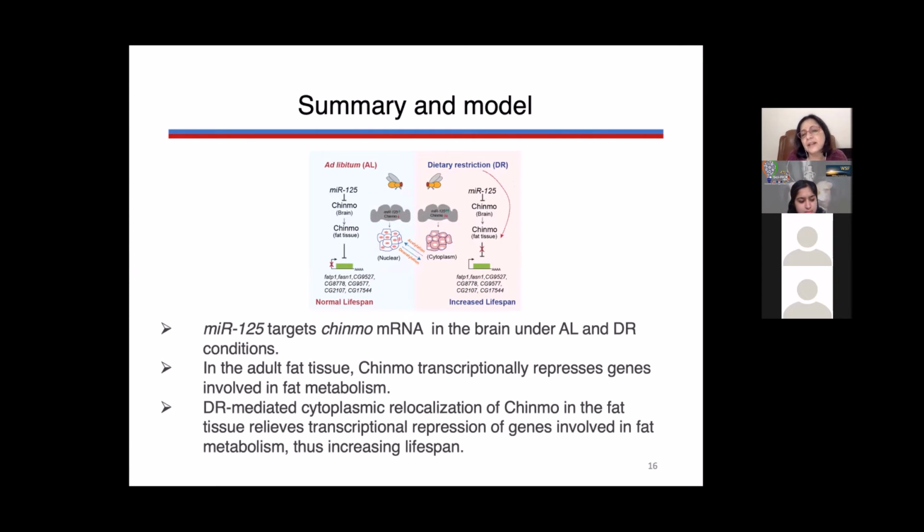So SIRT1 is SIR2 in flies, and basically it deacetylates kinmo, and this deacetylation of kinmo moves it from the nucleus to the cytoplasm, and relieves repression of fat metabolism genes that leads to increased lifespan. So this is one of the main projects. We are currently analyzing other microRNAs which were identified.